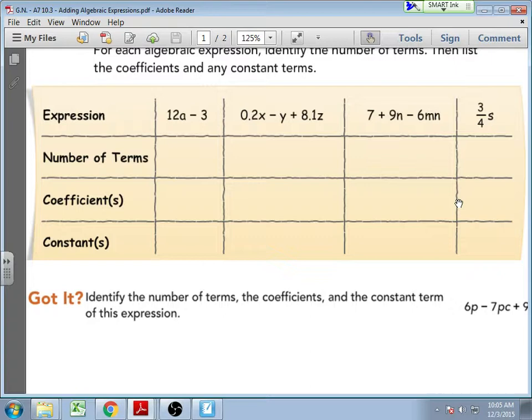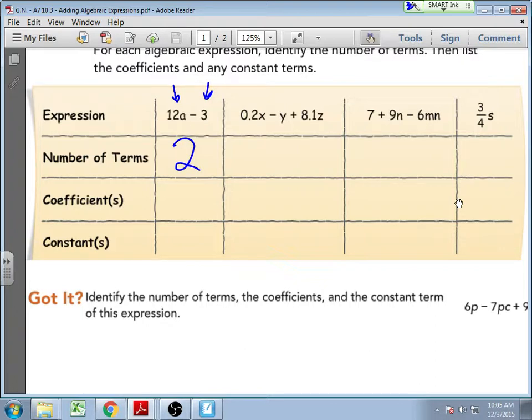Aren't terms variables? Terms are not just variables. Terms are any different values in the expression. So we have a variable value and we have a constant value. We really have two. You gotta count the constants as part of your terms.